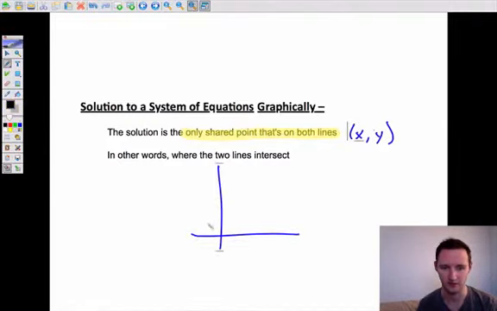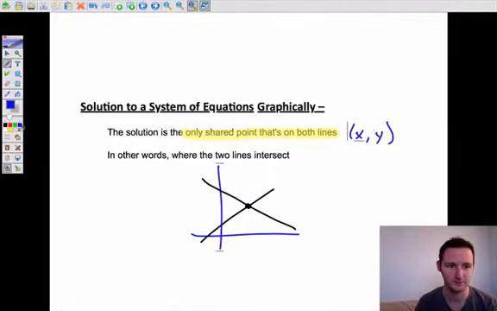Okay, so if this is the line of one equation and this is the line of the other equation, this is the only point that they share, the only shared point. So whatever the coordinates are of this point, that is the solution, and that's where they intersect. Okay, so go ahead and get those couple things down real quick. You don't have to draw the diagram if you don't want, but if a visual helps you, there it is. Pause if you need to. Go ahead, write those down. Otherwise, here are some examples.